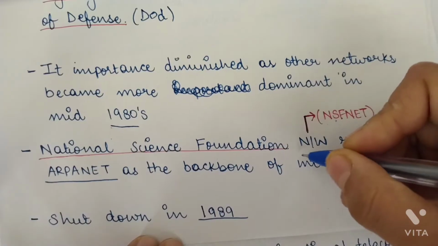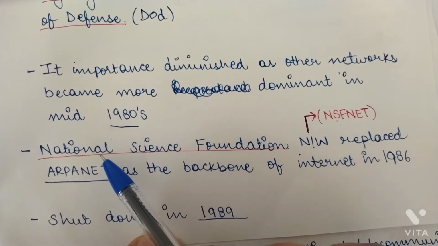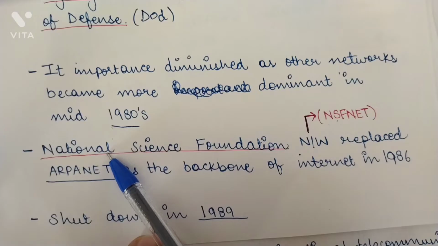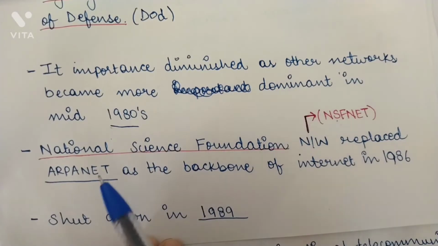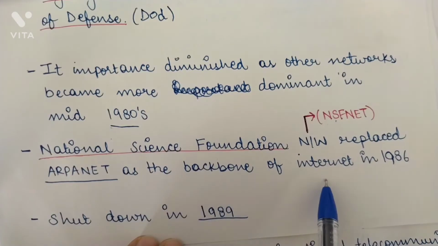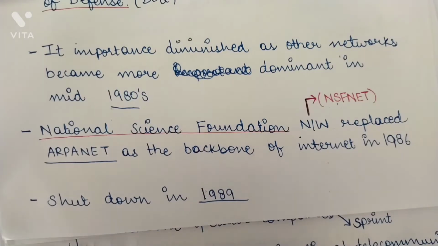Till now your ARPANET was considered as the backbone of internet, but later with time, as new networks emerged, one such example network was your NSFNET, which stands for National Science Foundation Network. It replaced ARPANET as the backbone of internet in 1986, and then ARPANET was finally shut down in 1989.